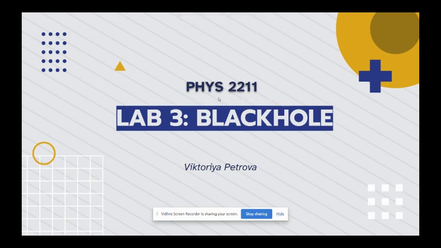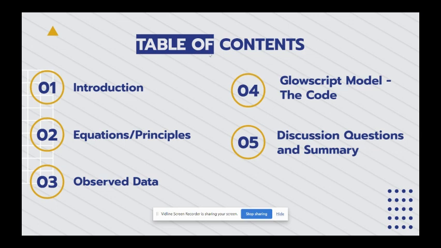So for lab 3, I'll be talking about the black hole. First of all, this is our table of contents. I'll be introducing the lab and its purpose, and also some equations and principles that we could use to find the data we were looking for, modifying the GlowScript code, and then the observed data from our initial GlowScript code, and then the new code. We're going to be discussing that, and then lastly, we're going to be answering the discussion questions and concluding overall.